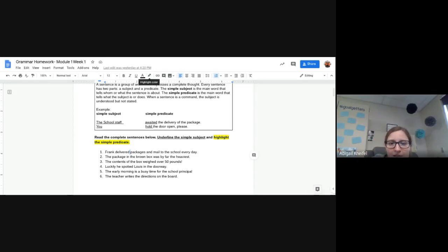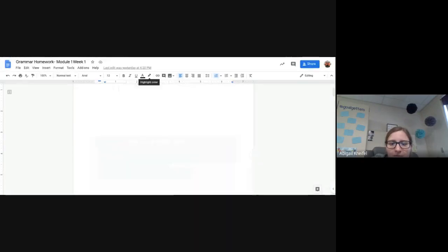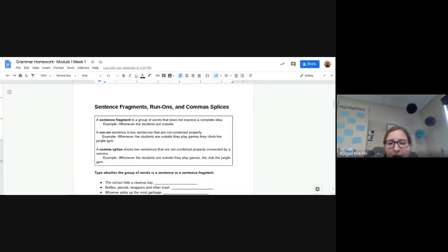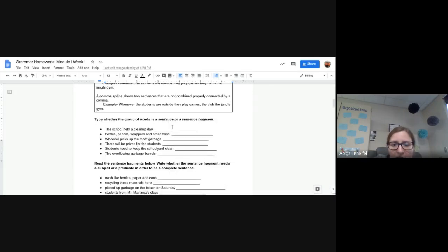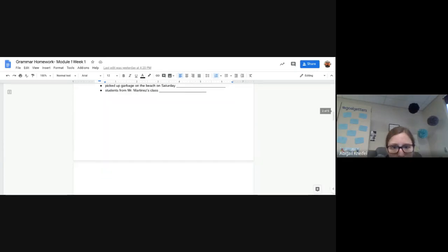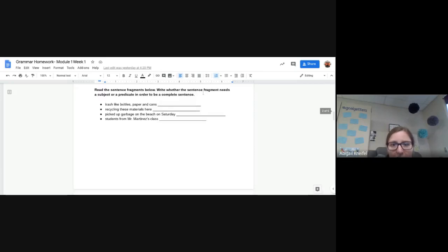I'm going to scroll down now to the next one. This one is on sentence fragments, run-ons, and comma splices. Here, once again, are the examples of what a sentence fragment is, a run-on, and a comma splice. All you have to do is type whether it is a sentence or a sentence fragment for the first 6. And then on the bottom 6, you're going to read the sentence fragment, and you're going to tell me whether it needs a subject or a predicate. So this one we know for sure is a sentence fragment. You're going to tell me, do we need a predicate or a subject? You're just going to write subject or predicate on the line, and there's 4 of those.